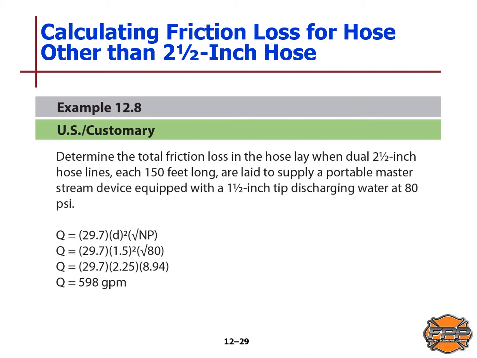Determine the total friction loss in the hose lay when dual 2.5 inch hose lines, each 150 feet long, are laid to support a portable master stream device equipped with a 1.5 inch tip discharging water at 80 psi. So your formula is Q equals 29.7, which is your coefficient, times diameter squared times the square root of the nozzle pressure. Then Q, once you plug in the numbers, is 29.7 times 1.5 squared times the square root of 80. And when you work out the math, you get 29.7 times 2.25 times 8.94, which gives you a flow rate of 598 gallons per minute.